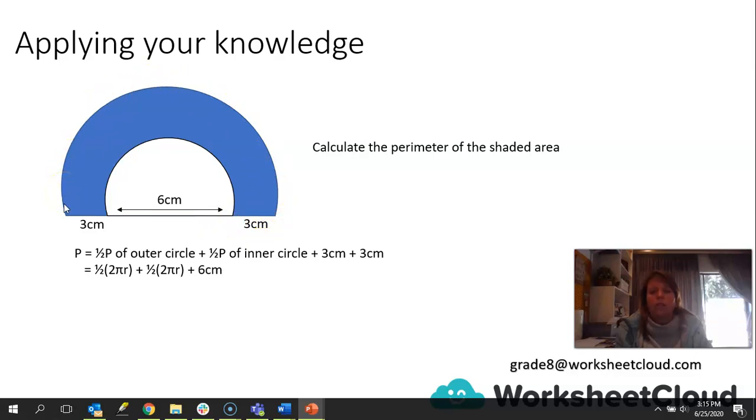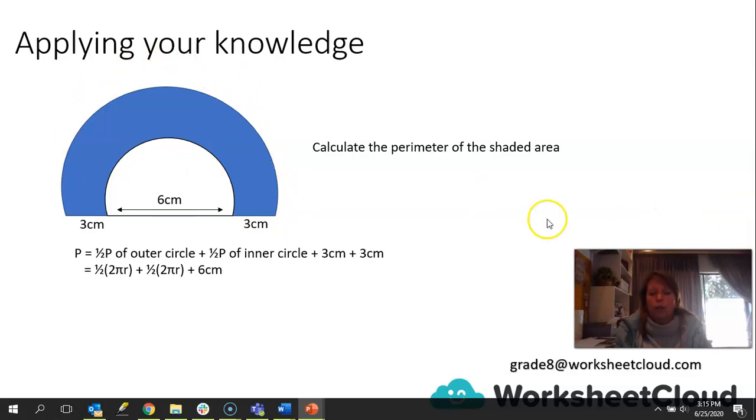It is a semicircle. So we've got to work out the perimeter or the circumference and then divide it by 2. The same with the inner circle, this one. And then we've got to add on that and add on that so that we get the whole perimeter. Okay, because we've got to work out the perimeter of the shaded area.